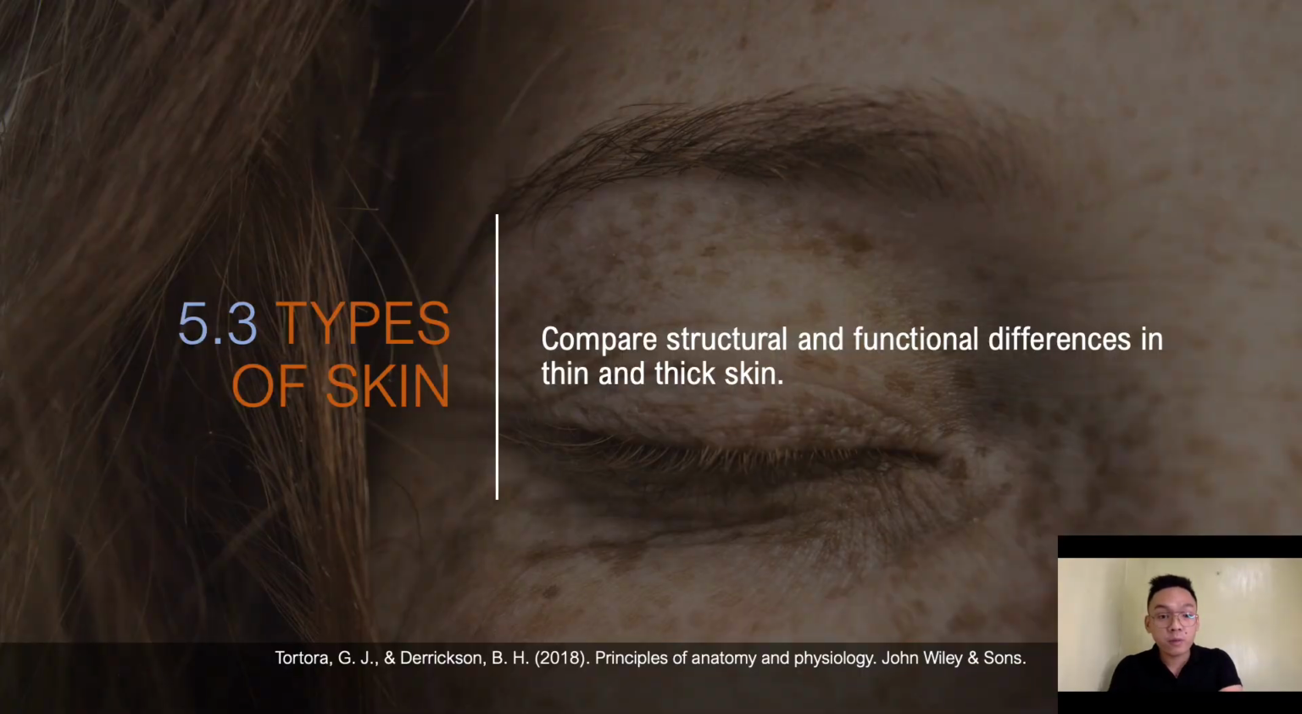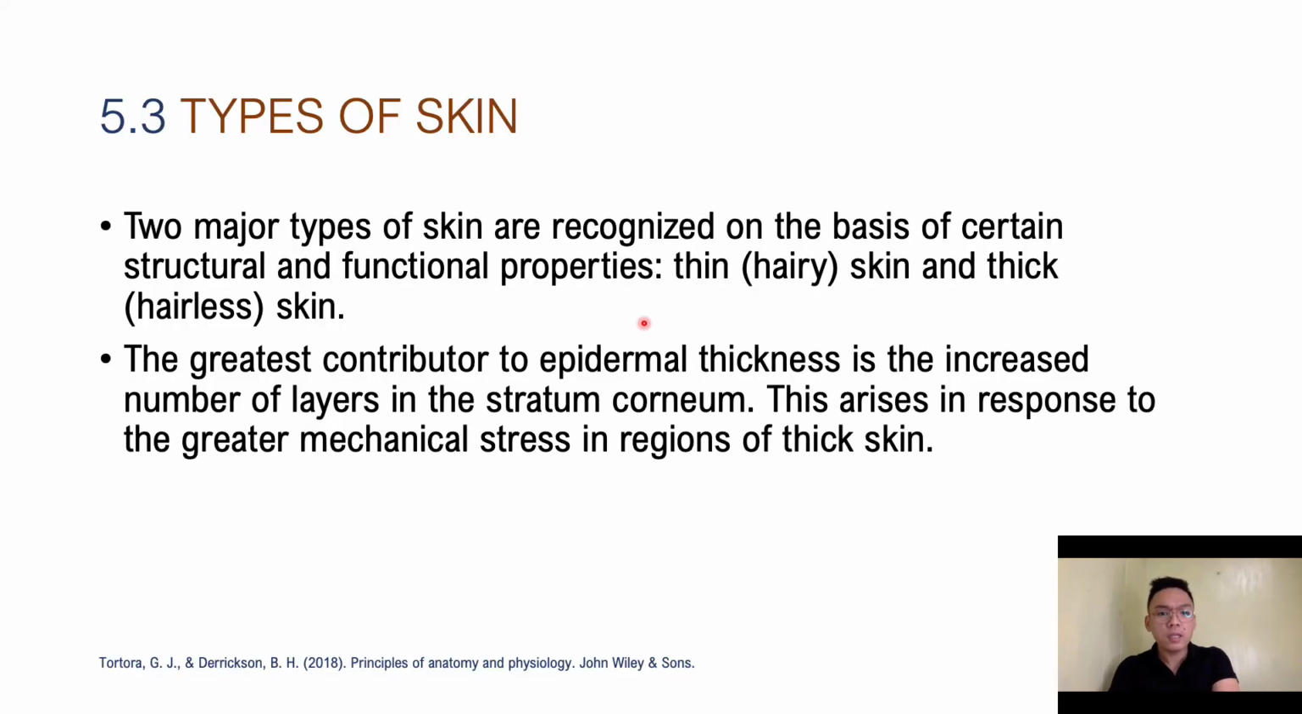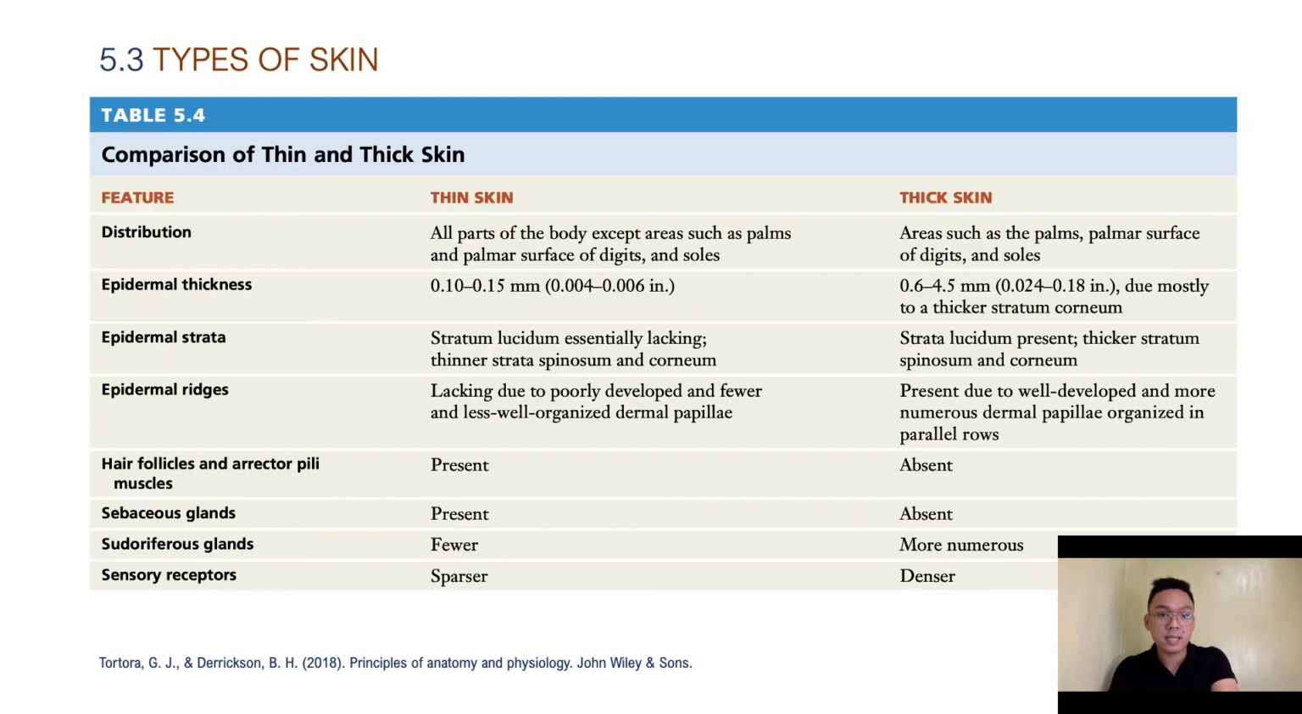Now we're moving forward with the types of skin. In this lesson, we compare structural and functional differences in thick and thin skin. We have two major types of skin, and they are recognized on the basis of certain structural and functional properties: your thin or hairy skin and thick or hairless skin. The greatest contributor to epidermal thickness is the increased number of layers in the stratum corneum, and this arises in response to the greater mechanical stress in regions of thick skin.